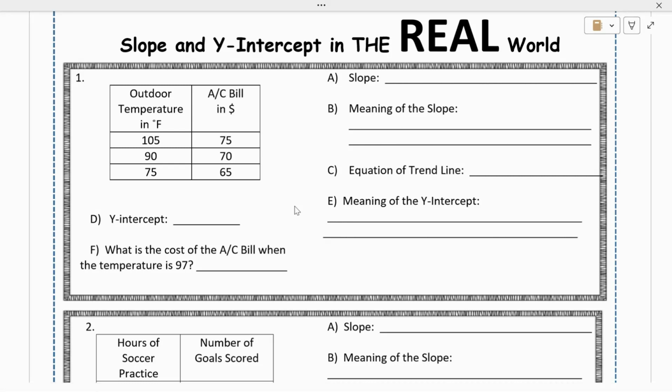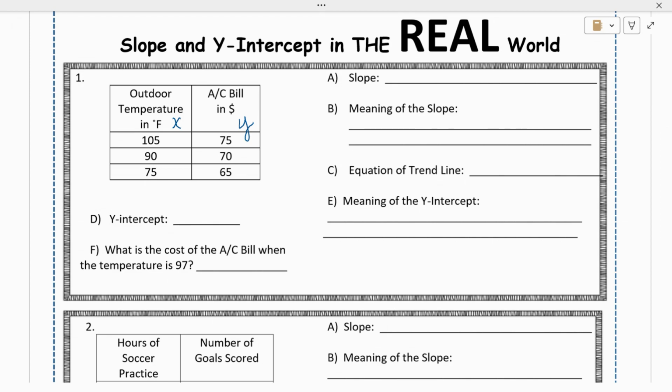You have your AC bill. Ma'am? The outdoor temperature is the X value and the AC bill is the Y value. So this is our X and this is our Y. What's happening with the outdoor temperature and the AC bill? Like, what's the correlation? The cooler it is, the lower the AC bill goes.